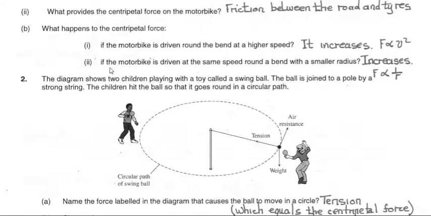What happens to centripetal force if the motorbike is driven at the same speed around a bend with a smaller radius? So if it's the same speed but it's got a smaller radius, then the centripetal force is increased because force is proportional to 1 over r. So as r decreases, F increases.